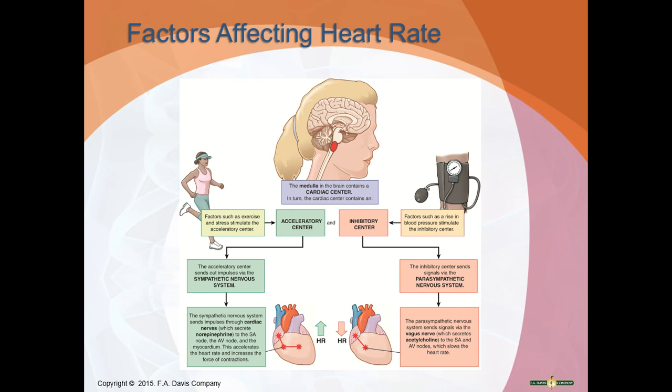So the inhibitory center, let's start on the right-hand side, sends signals via the parasympathetic nervous system, and the parasympathetic nervous system sends signals via the vagus nerve, which secretes acetylcholine, to the SA and AV nodes, and it slows the heart rate. On the other hand, if you have factors such as exercise and stress, the acceleratory center sends out impulses via the sympathetic nervous system. The sympathetic nervous system sends impulses through the cardiac nerves, which secrete norepinephrine, to the SA node, the AV node, and the myocardium. This accelerates the heart rate and increases the force of contractions. So these are some of the factors that affect heart rate.